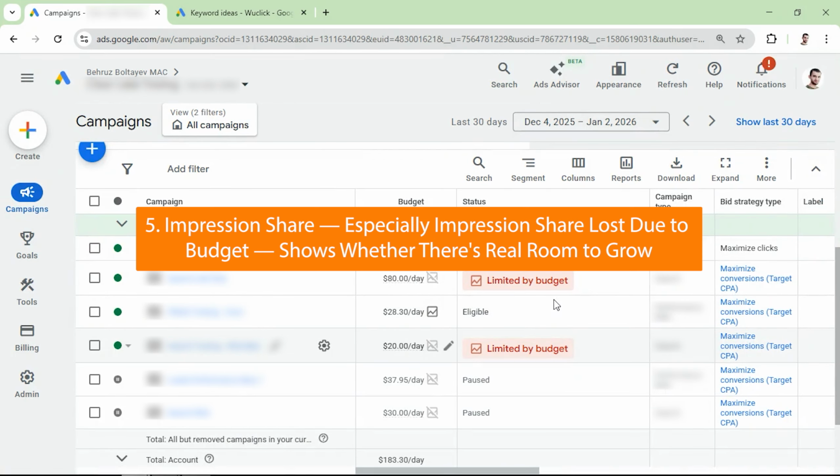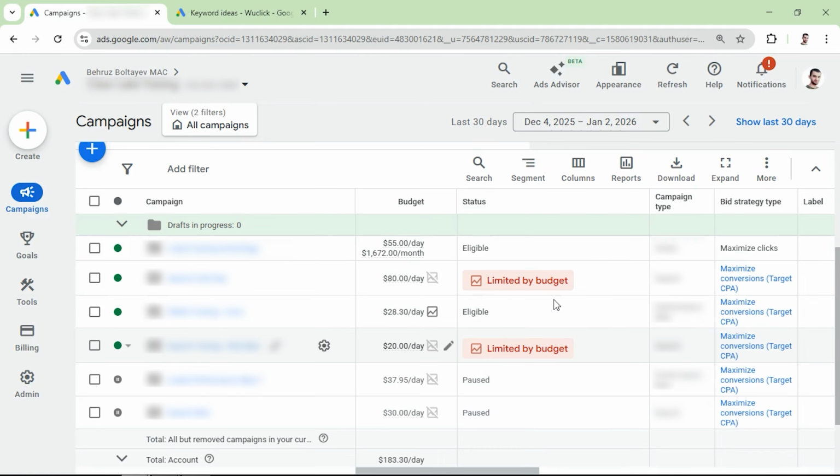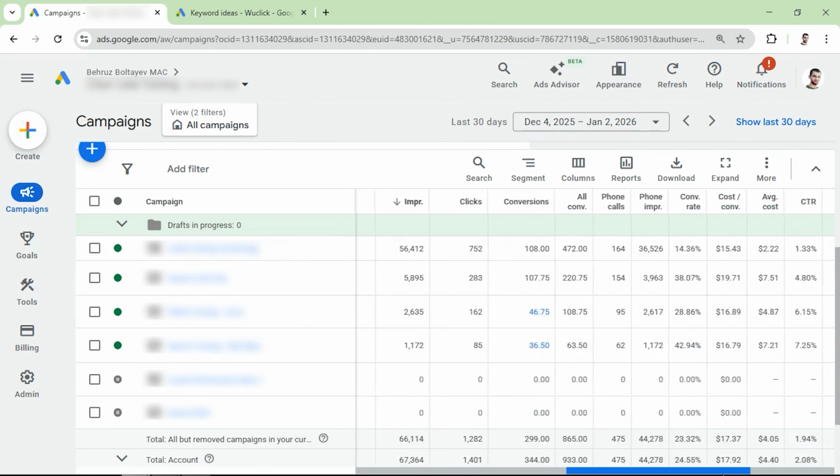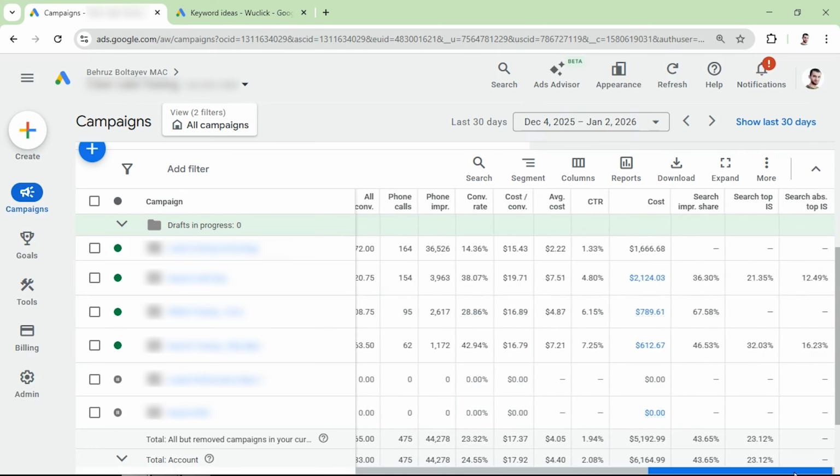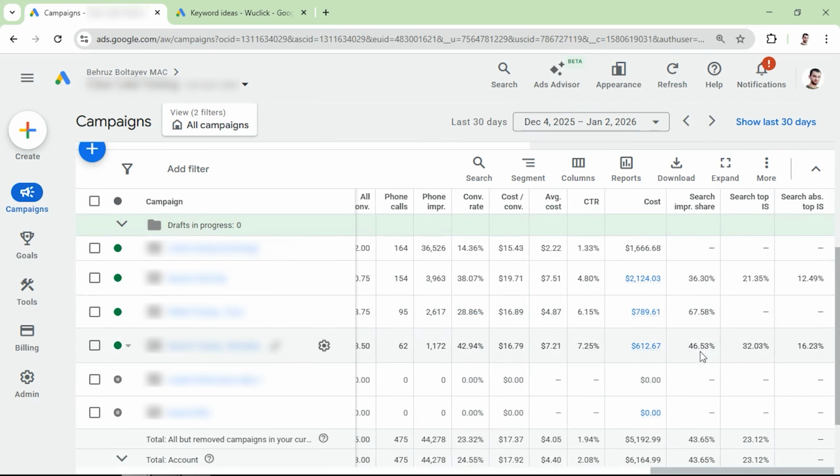And the next thing on our list, you can analyze impression share, and especially impression share loss due to budget should show more signs of growth. So we can add those columns by going to the column section. And let me check, we have that. I think we should have impression share column, as you can see from here. And you can also add impression share loss due to budget.